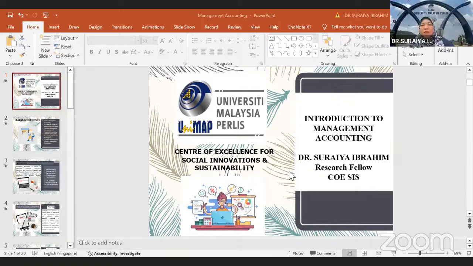Suraiya Ibrahim, Research Fellow of the Center of Excellence for Social Innovation and Sustainability, and my major or niche area is management accounting.